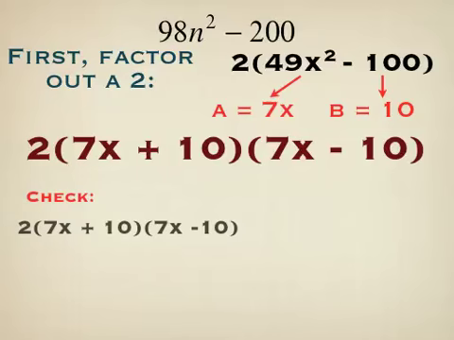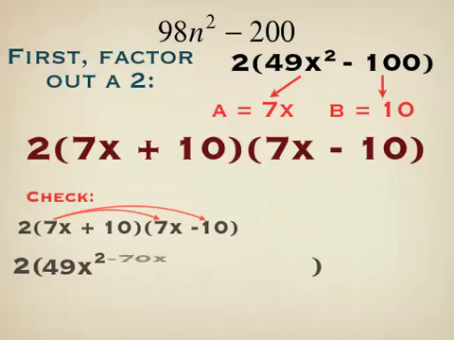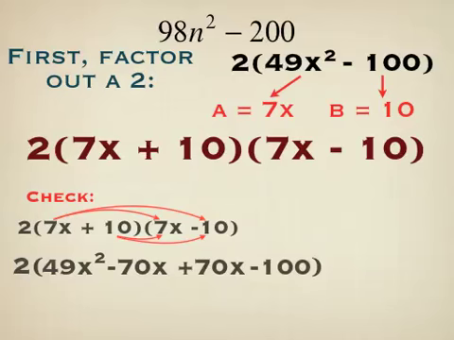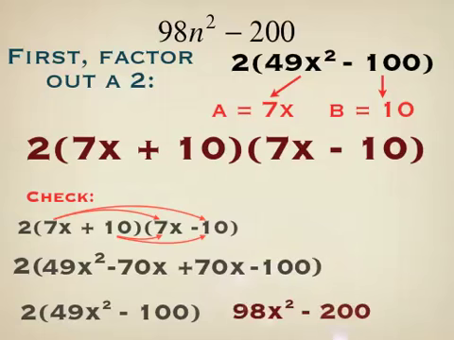The first thing I'm going to do is bring down my 2 and go ahead and multiply my two binomials. 7n times 7n is 49n squared. 7n times negative 10 is negative 70n. 10 times a positive 7n is positive 70n. And then 10 times negative 10 is negative 100. Negative 70n plus 70n are going to cancel out, and you're going to be left with 49n squared minus 100. And now I need to multiply both of those terms by 2, and when I do so, I get 98n squared minus 200, which is what I needed my factored form to multiply out to give me.